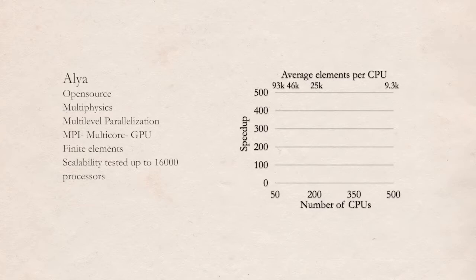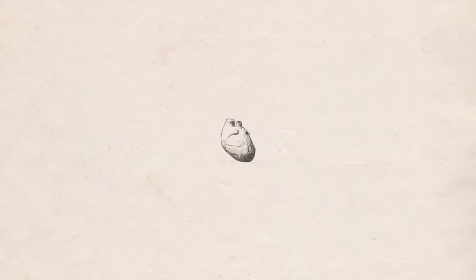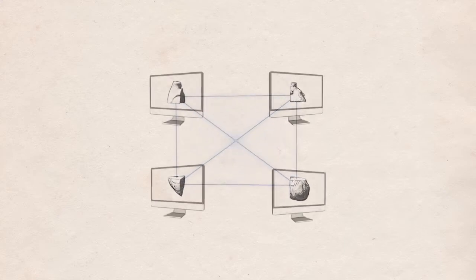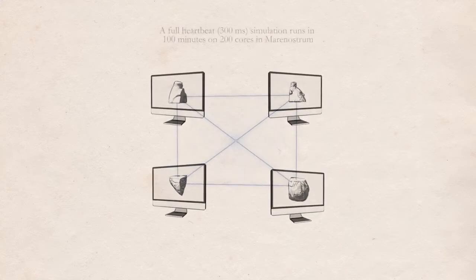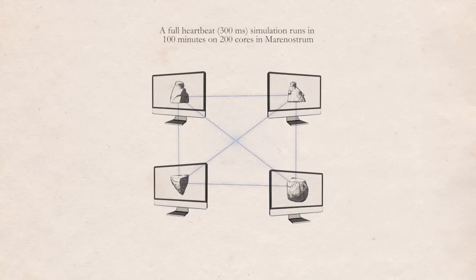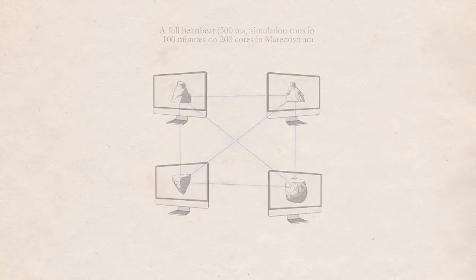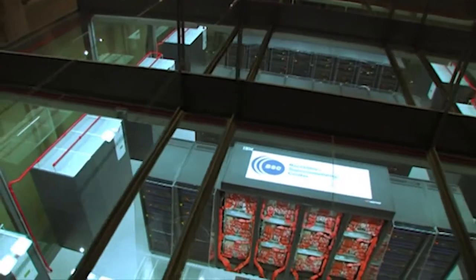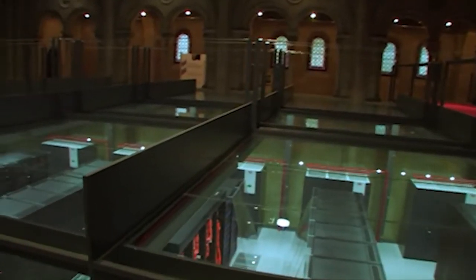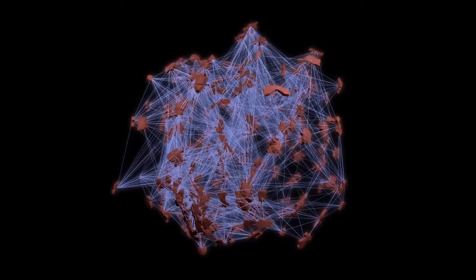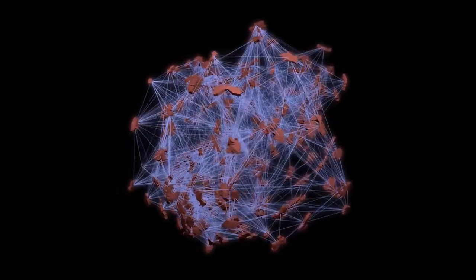Alya, the software developed at the Barcelona Supercomputing Center, has been designed from scratch for an efficient use of large parallel clusters. Producing an accurate simulation of a heart requires considerable computing power. That's why we perform our simulations on BSC's supercomputer, Mare Nostrum, where calculations can be distributed among 10,000 processors, working in a tightly coordinated way.